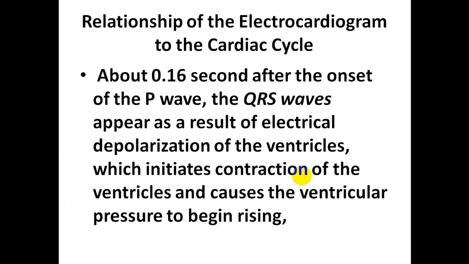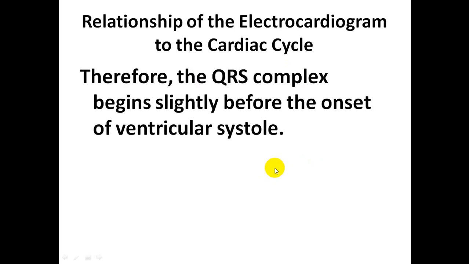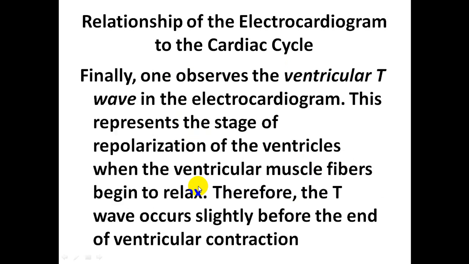The QRS complex appears as a result of electrical depolarization of the ventricle, which initiates the contraction of the ventricle and causes ventricular pressure to rise to a very high level, even to reach 80 or more. This electrical activity precedes the contraction of the ventricle. Therefore, the QRS complex begins slightly before the onset of ventricular systole.